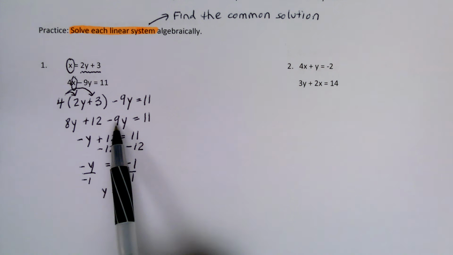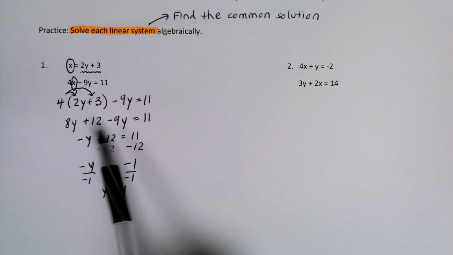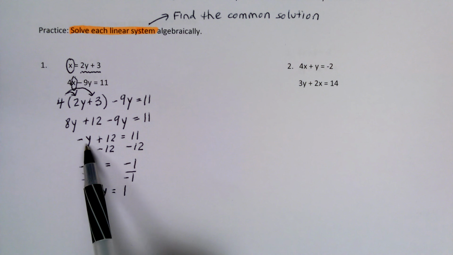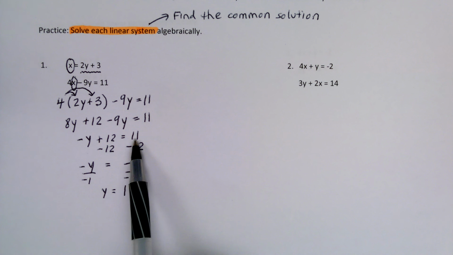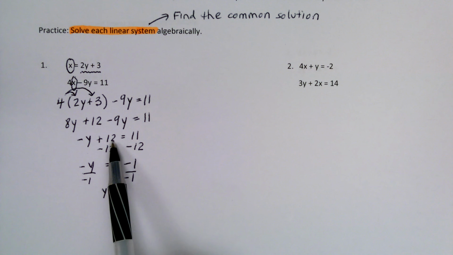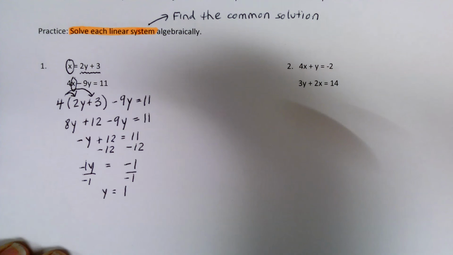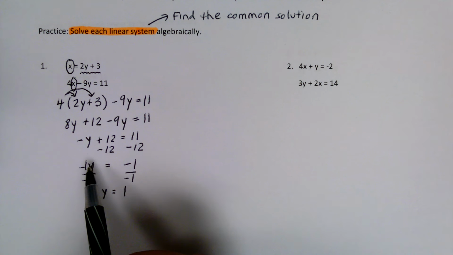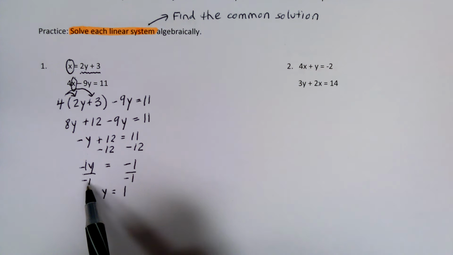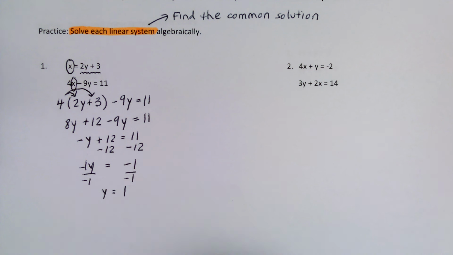Okay, so once we distributed this, we combine like terms. 8y and negative 9y is a negative y. Negative y plus 12 is 11. The opposite of adding 12, subtracting 12. And we have negative y equals negative 1. So this is the same as multiplying by negative 1. So to get rid of that, we're going to divide by that same number. Divide both sides by negative 1, and we get y equals 1.